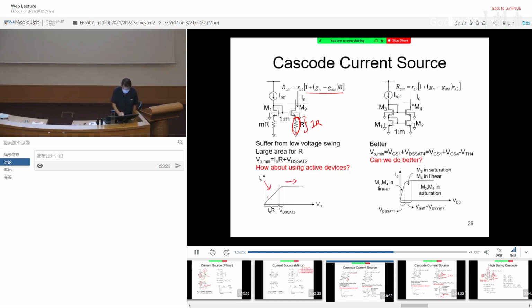Within this region, your transistor is operating in the linear region, and therefore you actually have a very wide linear region. So if your supply voltage is only up to here, which means you can only operate the current source in this narrow region. That is not good. So that is the disadvantage of having a resistor.